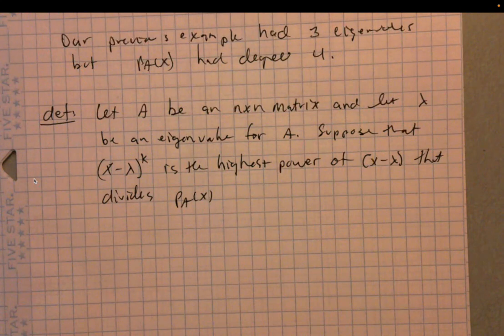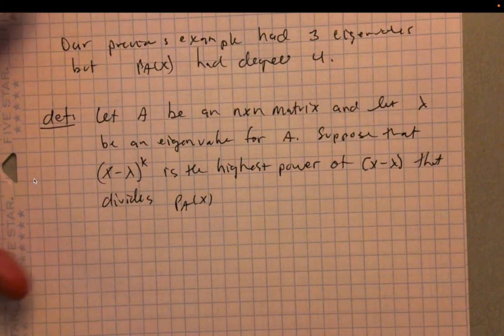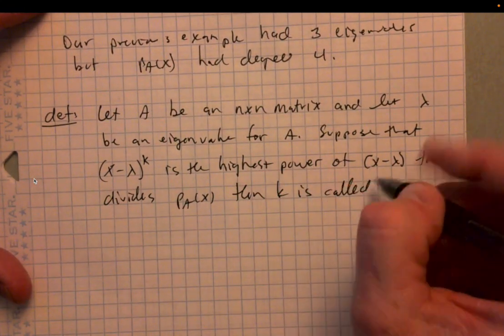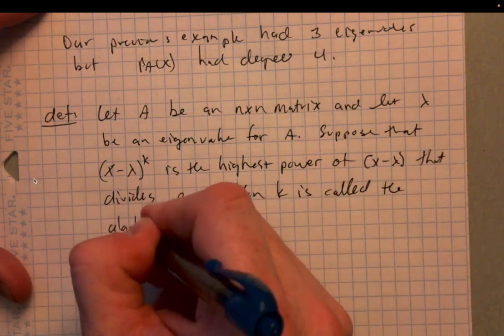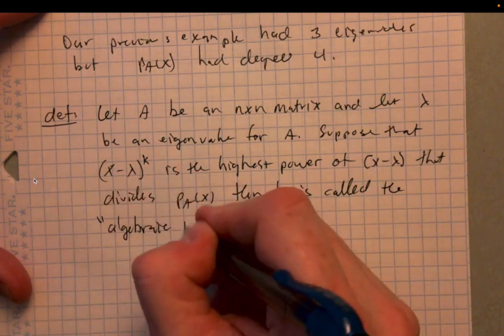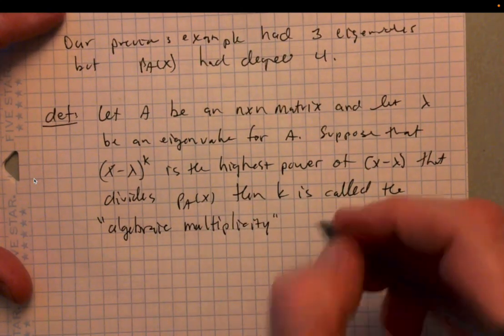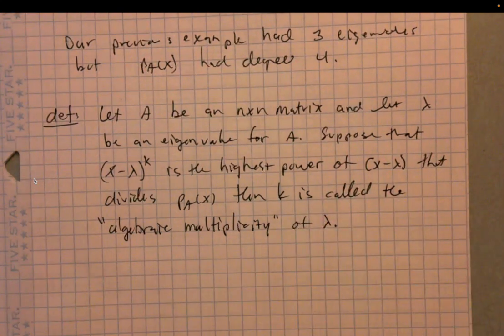So in this case, where (x minus lambda) to the k is the highest power of x minus lambda that divides the characteristic polynomial, then k is called the algebraic multiplicity of lambda. Okay, and this will come up later in the course when we start to identify the value and the usefulness of some of this diagonalization stuff. This algebraic multiplicity will come up.